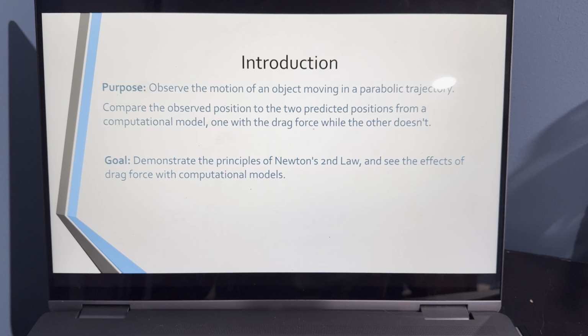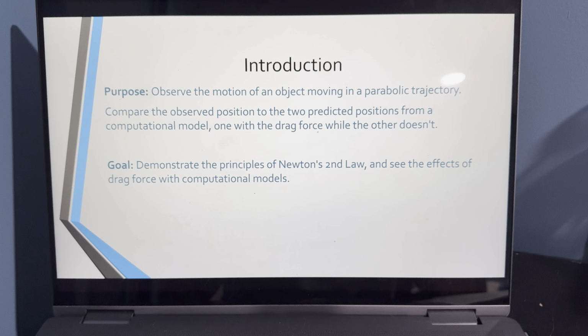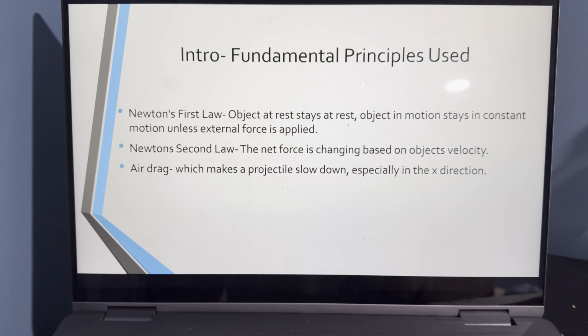And the goal of this experiment is to demonstrate the principles of Newton's second law and see the effects of drag force with computational models.